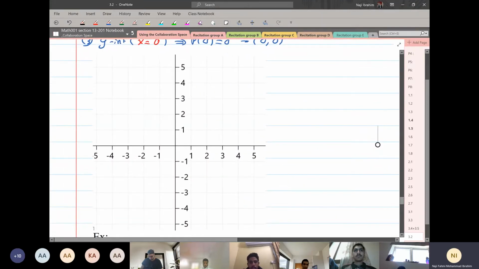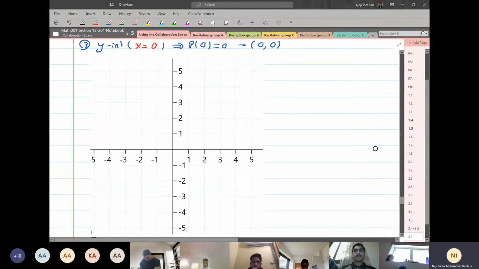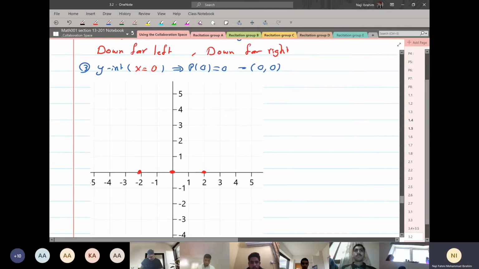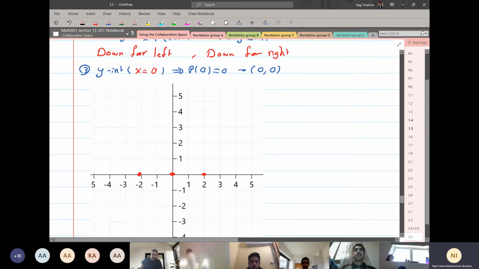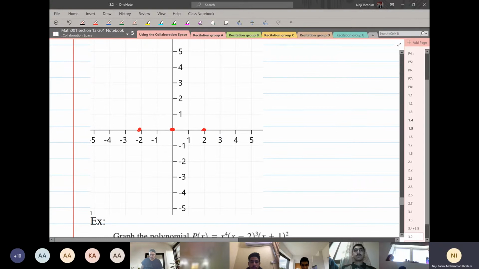What are my zeros? If I go up backwards, we have 0, 2, and what? -2. And -2. So I will plot these. Here we have -2, 0, and 2, and these are our zeros. Right. Now, Shabab, what's the end behavior? It's down far left and down far right. So this is my graph, Shabab. This means from the left side, the curve should be going down like this, and from the right side also it should go where?